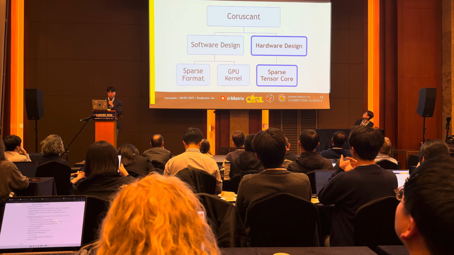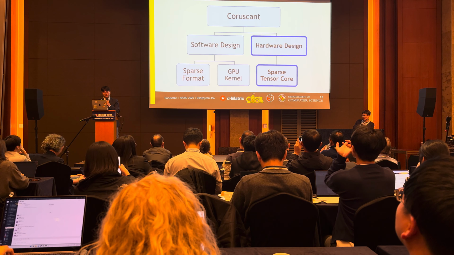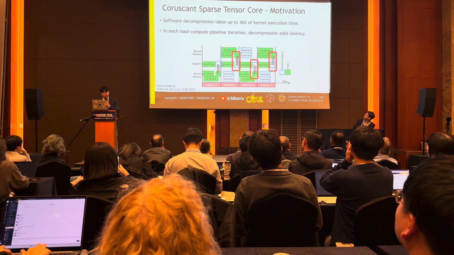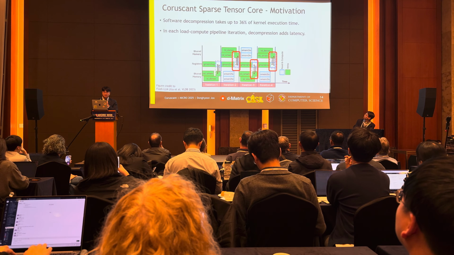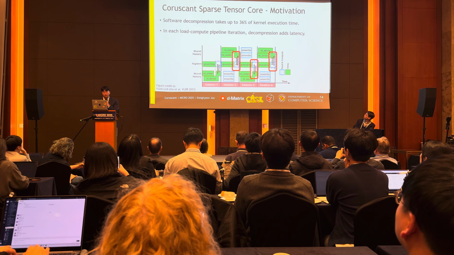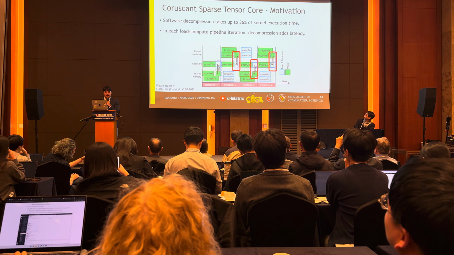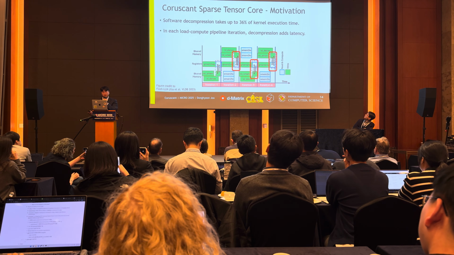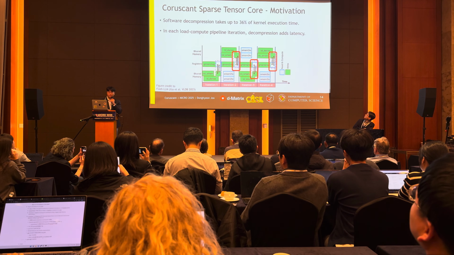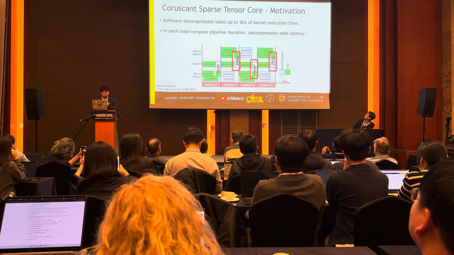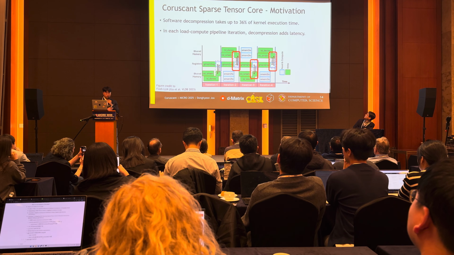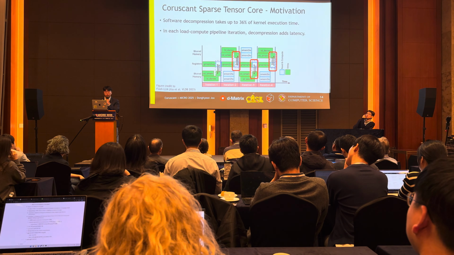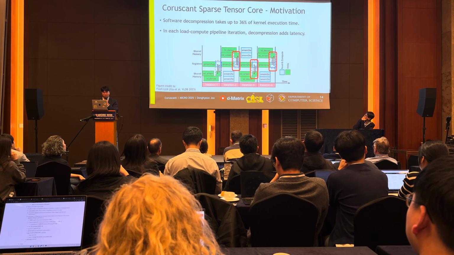Our third contribution goes one step further, modifying the tensor core architecture itself. Even though the Coruscant kernel reduces memory transfer, it still needs to decompress each tile in software before feeding it to tensor cores. And we analyzed that this is up to 36% of total execution time. Revisiting the load and compute pipeline, where bitmap compression reduces the global memory to register data transfer, as seen in the GM2 regs, decompression at the kernel level adds additional latency to each iteration, as shown in the red boxes.